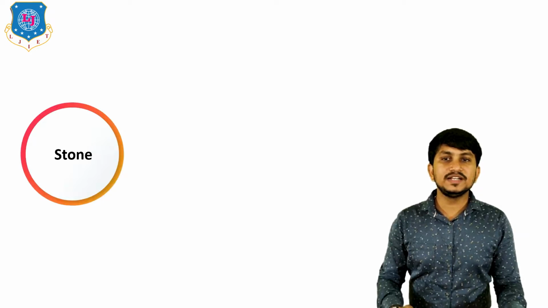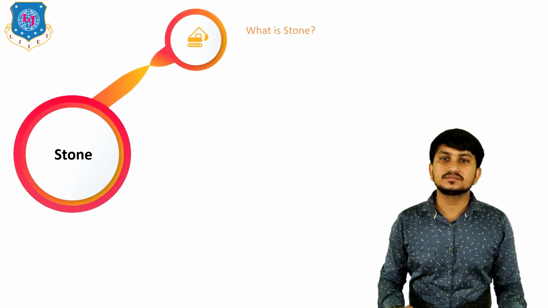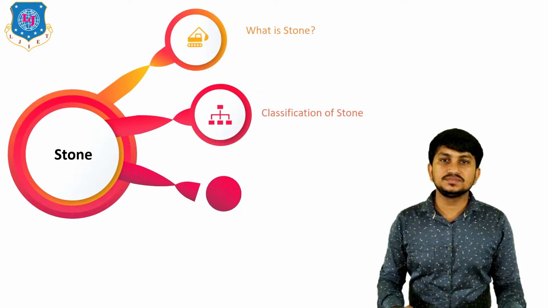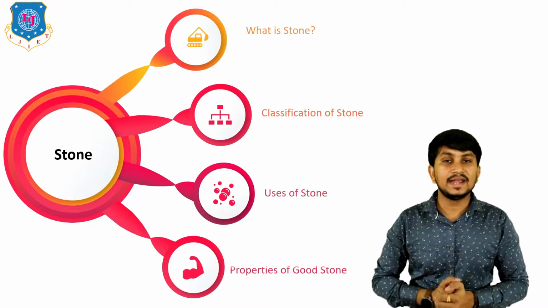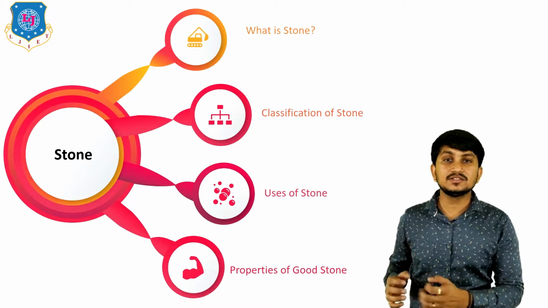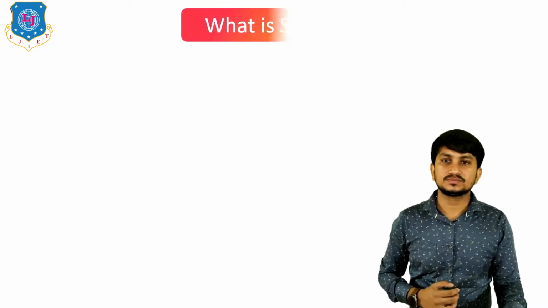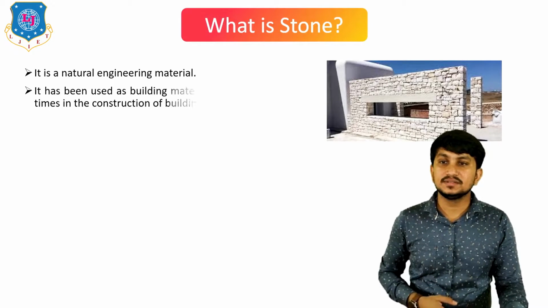In stone, we will discuss first what is stone, second classification of stone, third various uses of stone, and lastly we will discuss the properties of good stone. Okay, let's start with what is stone. It is a natural engineering material.